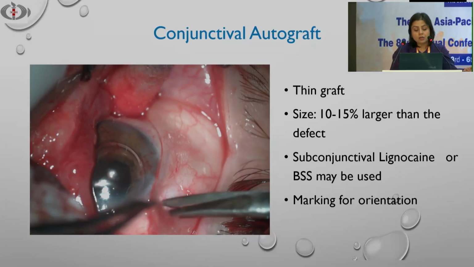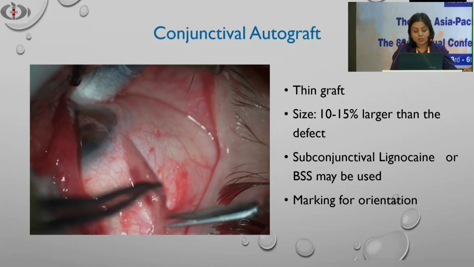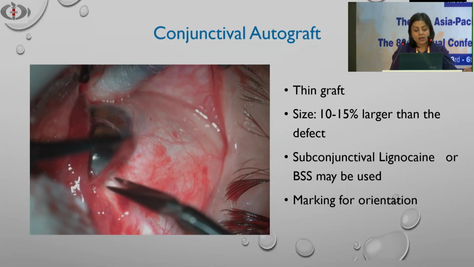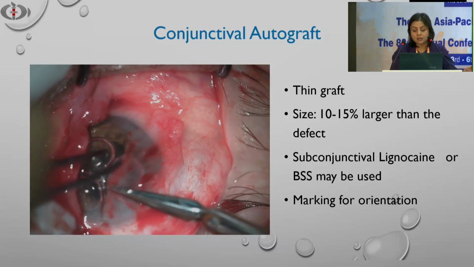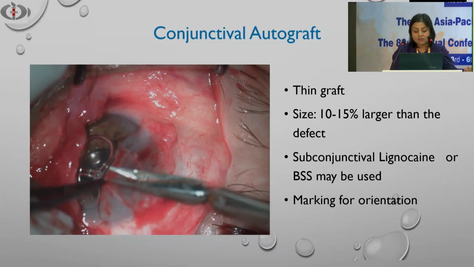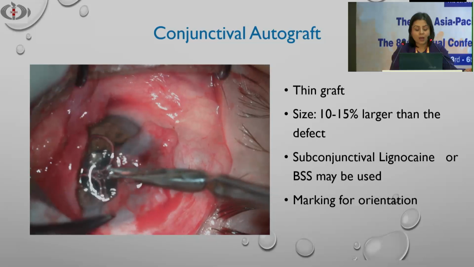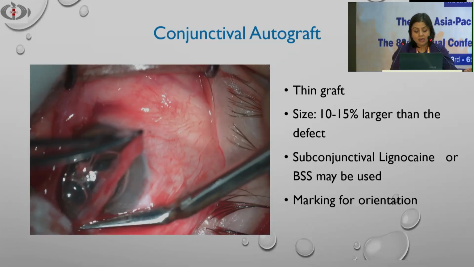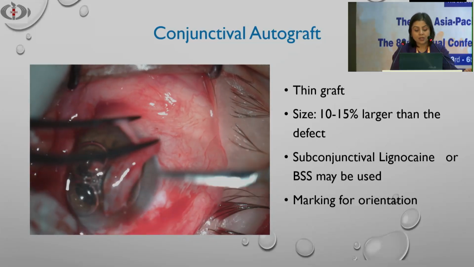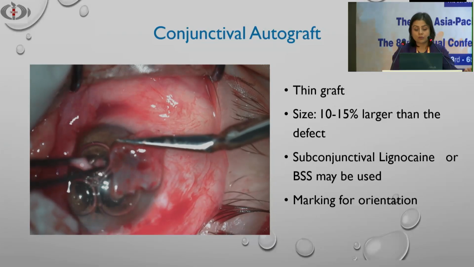So here I'm using a combination of blunt and sharp dissection techniques and then going ahead and dissecting this tissue and harvesting the graft. We can use subconjunctival lignocaine or BSS if required, if that helps in delineation of the plane. And we can also mark for the orientation, especially when we start out with the first few cases.